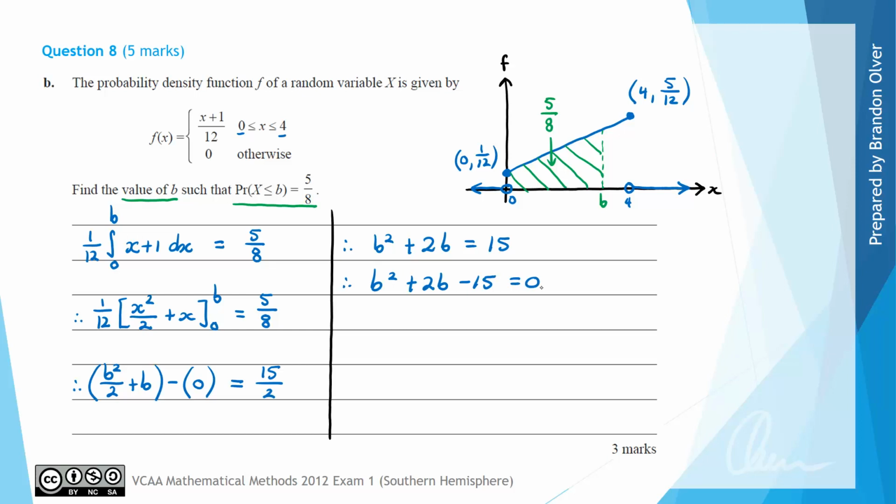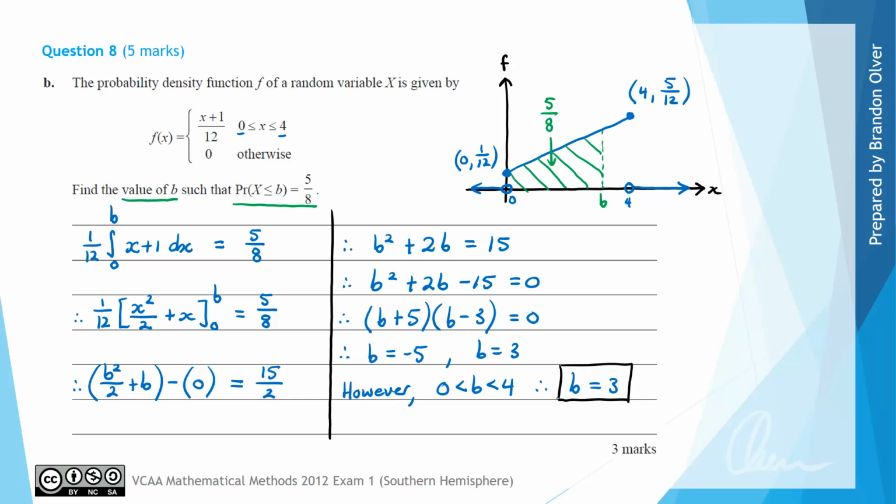Now that we have the quadratic equation equal to 0, we can factorise and use the null factor law. We factorise by looking for the factors of negative 15 that add up to 2, so we have (b + 5)(b - 3) equal to 0. Therefore, b could equal negative 5, or b could equal 3, as possible values of b. However, we know that b must sit between 0 and 4, so that we get an area under that curve of 5/8. Therefore, b equals 3 is the only answer to this question.